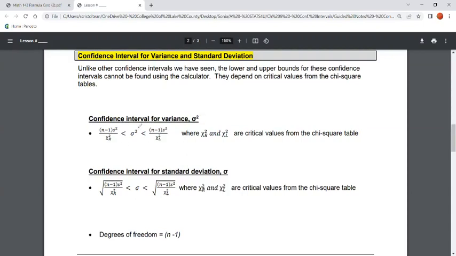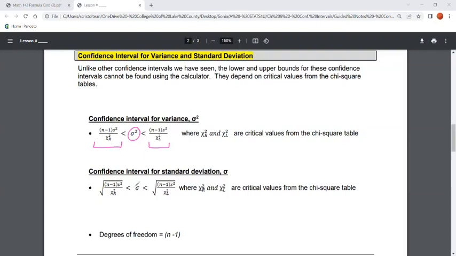Here is the variance. Make sure you pay attention to notation. The left bound will be n minus 1 times s squared divided by the chi-square to the right, which you find from the table. The upper bound is n minus 1 times s squared divided by chi-square to the left, that we find from the table. Plug these values, and then, of course, use the calculator to find the actual lower and upper bound.